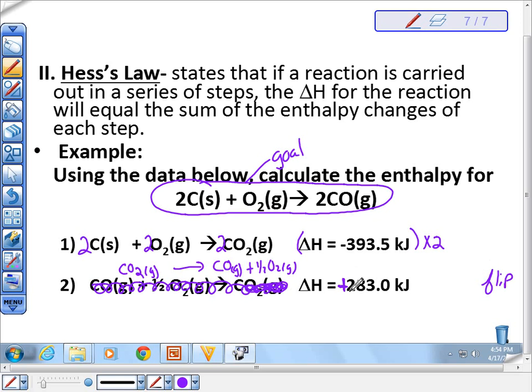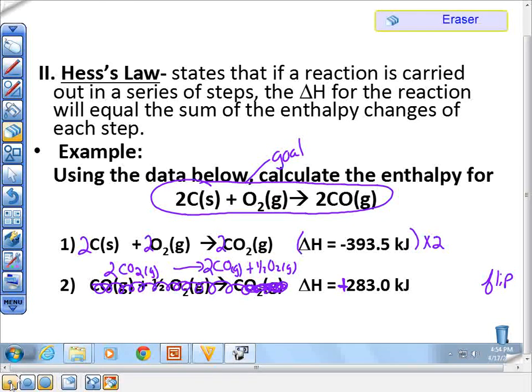Now there's another problem with it. Do you see how the carbon monoxide here has a 2? Well, this carbon monoxide does not have a 2, and there is no more carbon monoxide to go with it. So I need to multiply this one by 2 as well. And when I multiply 1/2 by 2, it makes a whole. 1/2 multiplied by 2 makes a whole.